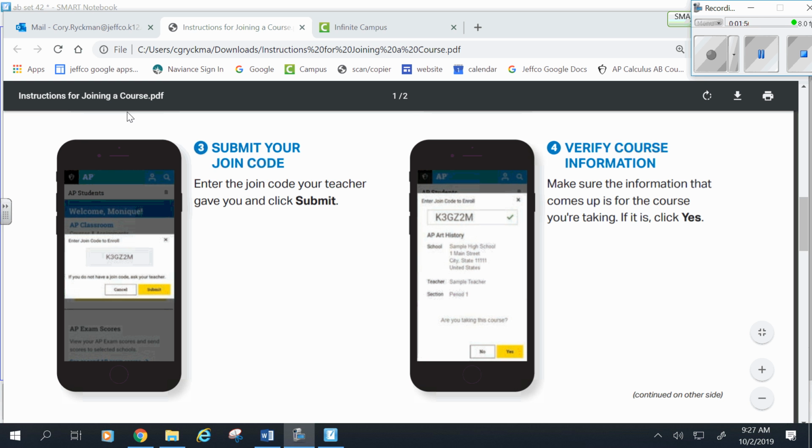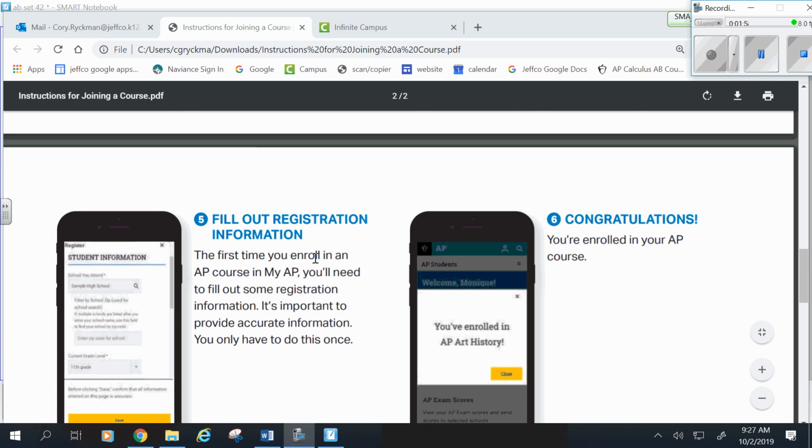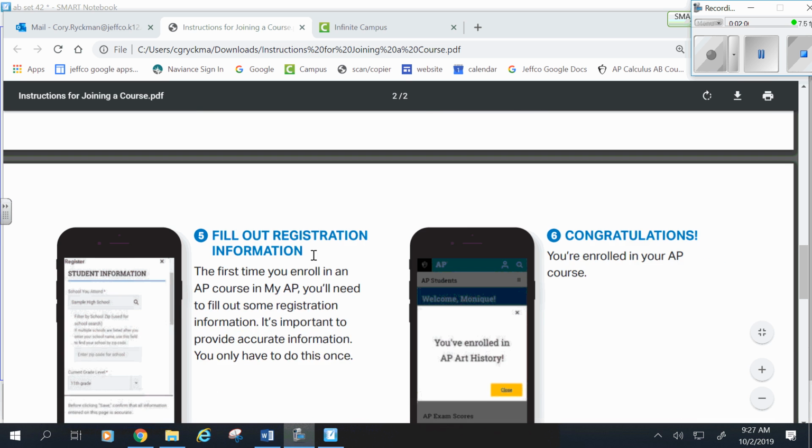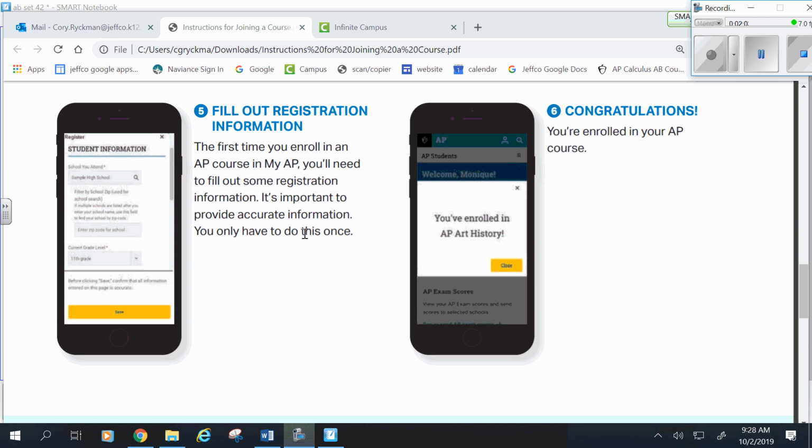Then what do you do after that? Do you have to fill out the registration information? Okay, so you have a little registration information. If this is the first time you've enrolled in an AP course in My AP, you'll have to do that. If you've already done this for another class, and it sounds like you've already done that, that's partially why I'm doing it later, because I feel like some other teacher had you do courses.